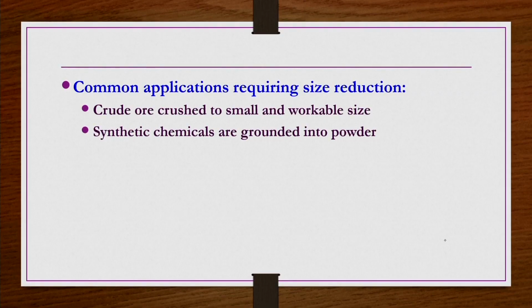Then synthetic chemicals that have formed after a given reaction need to be ground into a specified powder size. After reaction, some synthetic chemicals formed in solid form may not be in the required size. So there also you need to do size reduction, so that you can have a final product in a specified powder size as per the requirement of the consumer, or of the subsequent process, if it is not the final product.